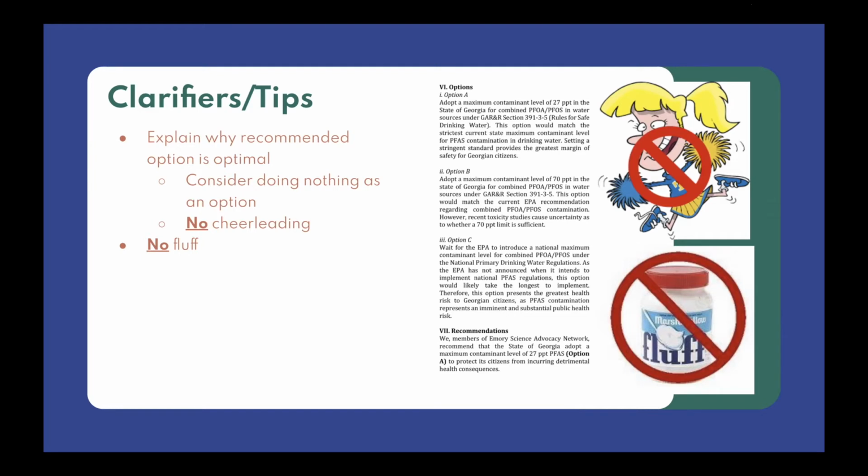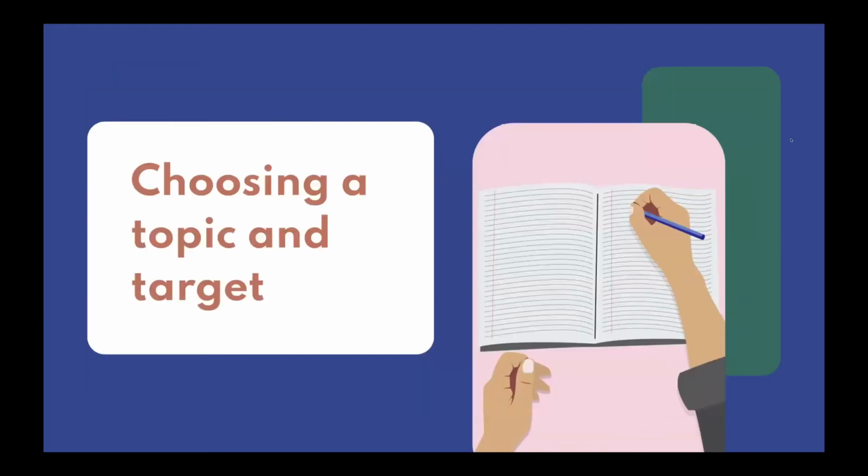And then the last two things are no cheerleading. Again, this just summarizes this, but address all the options. Do not only cheerlead for your one option, don't be biased, and no fluff. A policy memo, again, should be as concise as possible while including all necessary information. And now we're going to get into choosing a topic and a target.